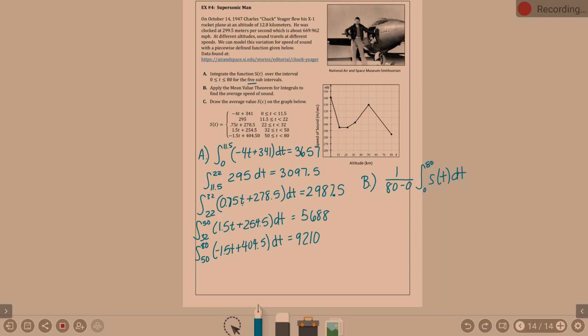Yes. If you remember your integral rules, the first one plus the second plus the third plus the fourth plus the fifth is equal to the entire integral from 0 to 80. So you're doing 1 over 80 times 3,657 plus 3,097.5 plus 2,987.5 plus 5,688 plus 9,210. That's the math you're doing on the calculator. If you'd done this all on your own, you would have all those answers in your calculator. Add them all up and then divide by 80.